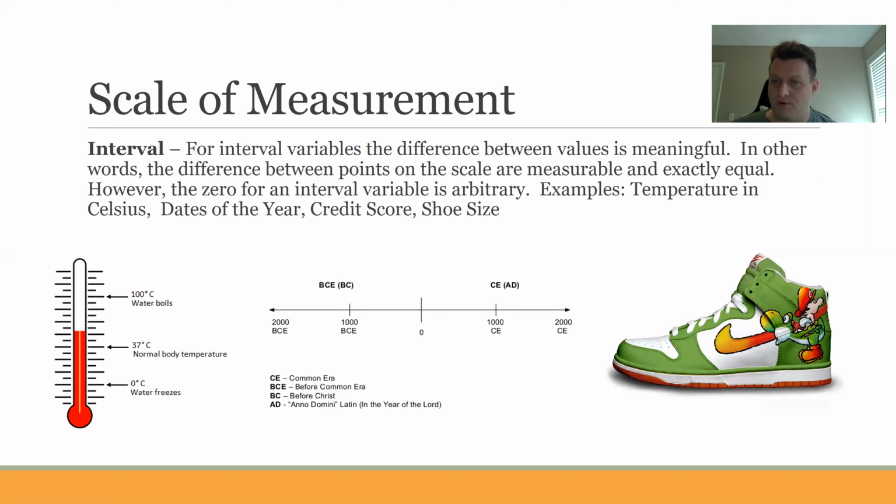0 degrees Celsius is the degree that water freezes. It's not absolute zero, where all electrons, protons, everything subatomic just stops moving, where all molecular energy ceases to be. That would be true zero. 0 degrees Celsius is not that. There's no size 0 shoe. Even a shoe size 1 is a certain length. So interval scales of measurement do not have a true and meaningful zero.